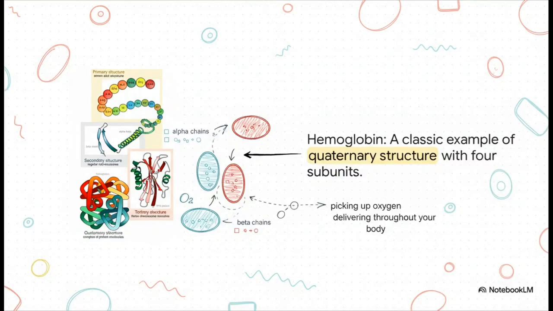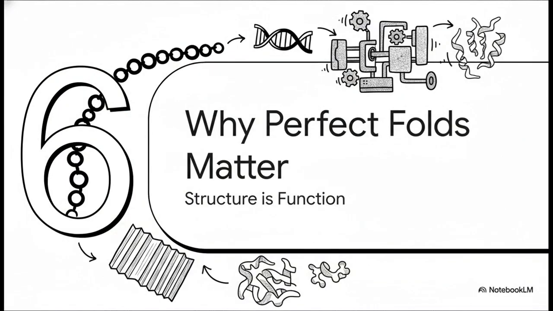And the perfect example, the one everybody learns, is hemoglobin. You know, the protein that carries oxygen in your blood. It's actually made of 4 separate subunits, 2 alpha chains and 2 beta chains, and they all have to work together perfectly. It's this complex, multi-part structure that lets it so efficiently grab oxygen in your lungs and then drop it off all throughout your body. So, we've gone from a simple chain to a complex, multi-part machine.